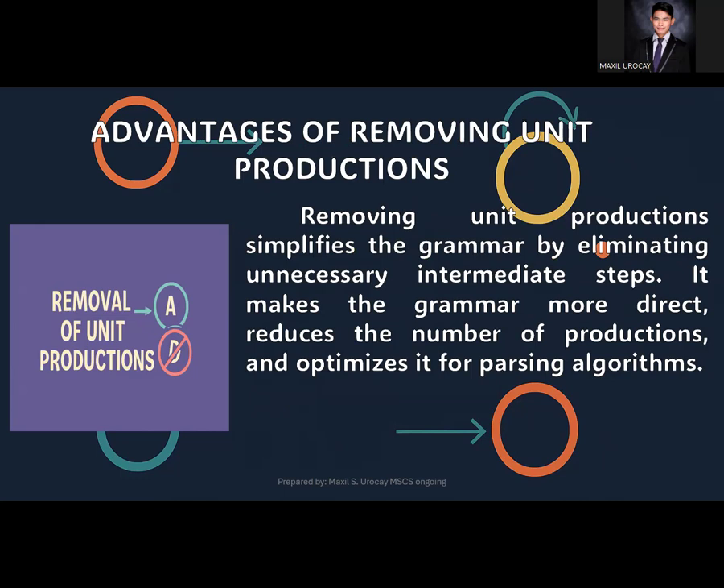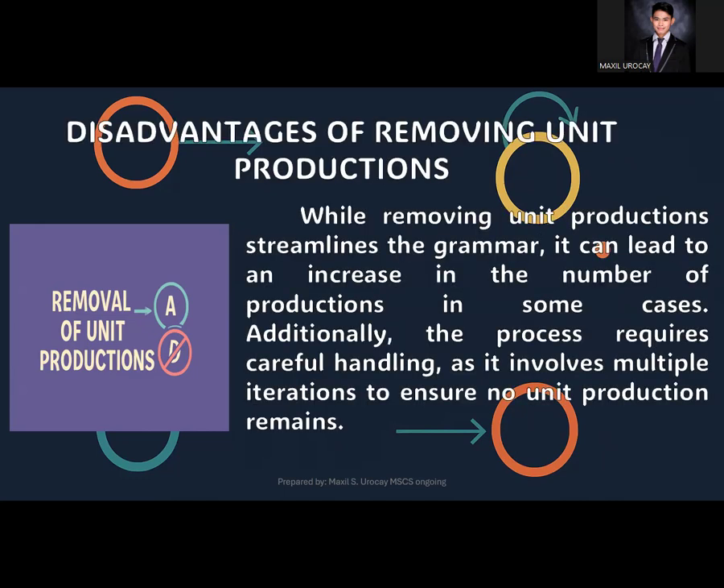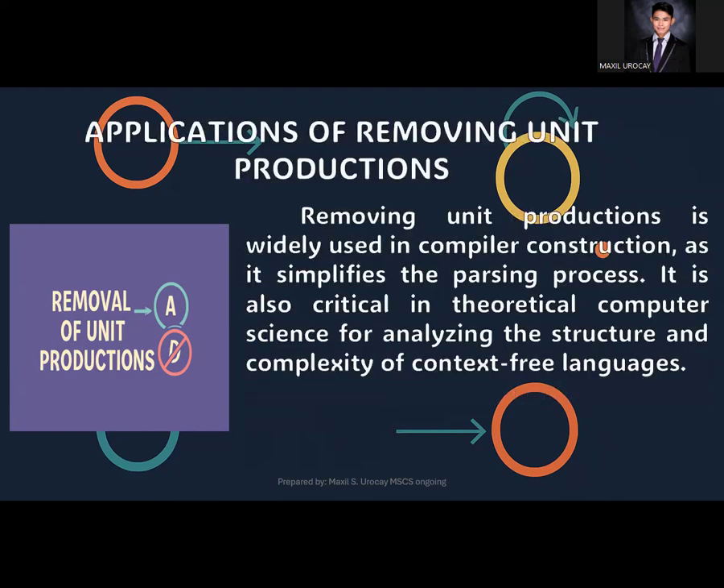Those are the advantages. For disadvantages, while removing unit production streamlines the grammar, it can lead to an increase in the number of productions in some cases. Additionally, the process requires careful handling as it involves multiple iterations to ensure no unit productions remain. As for applications, removing unit production is widely used in compiler construction as it simplifies the parsing process. It is also critical in theoretical computer science for analyzing the structure and complexity of context-free languages.